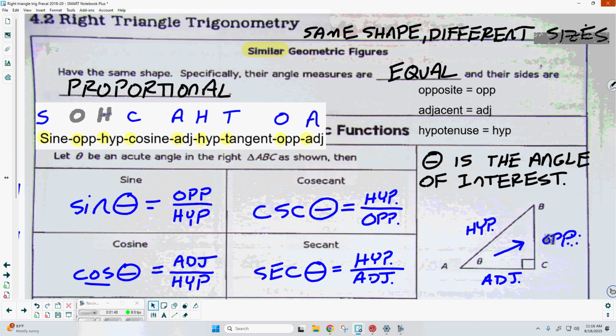Ashley, what about cosine of theta? Adjacent over the hypotenuse. Very good. And Vanessa, what about tangent? Opposite over adjacent. Okay, so that's SOHCAHTOA. And then after that, we started talking about the fact that each of these trig functions has a reciprocal trig function. May, can you tell me what's the reciprocal of sine?